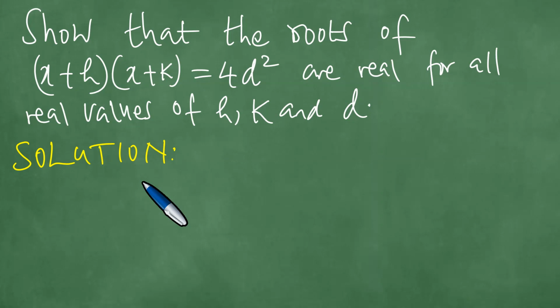You need to multiply out, guys, and write that equation in standard form and then solve. But we want to show that the roots are real for all real values of h, k, and d. If the roots are real, what does it mean? It means, therefore, that delta itself must be greater than or equal to 0.